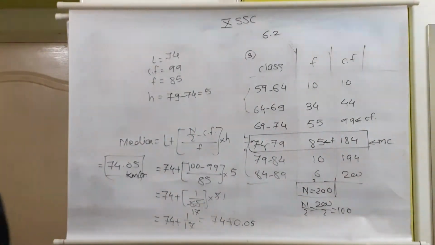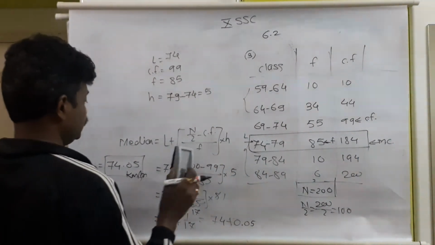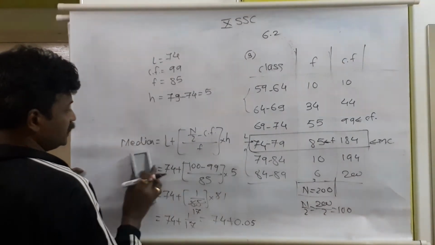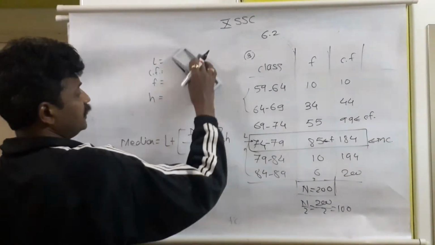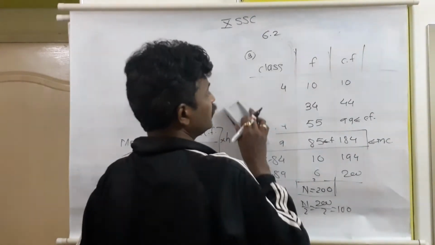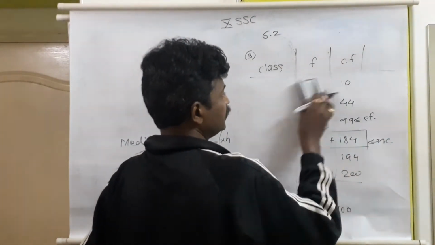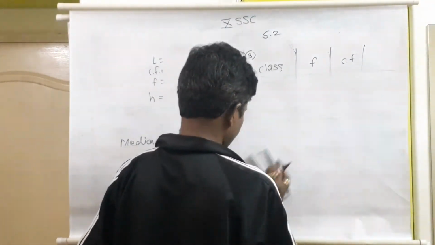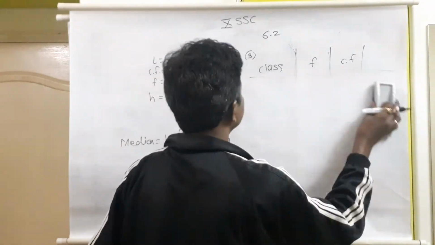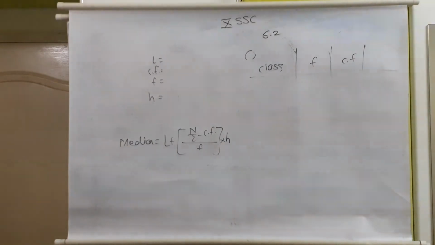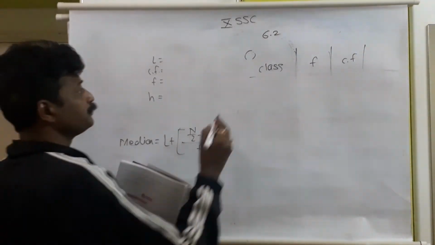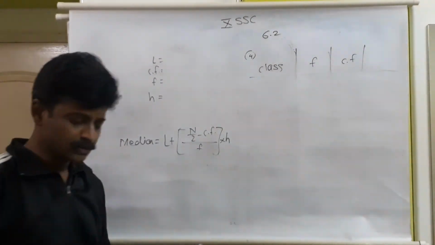Let us see sum number 4, which is on the next page. That is the last sum of this practice set. Then the median questions will get covered. In the next lecture we can continue with the next central tendency, that is mode. So sum number 4 I will just discuss. It will be your homework to complete it.